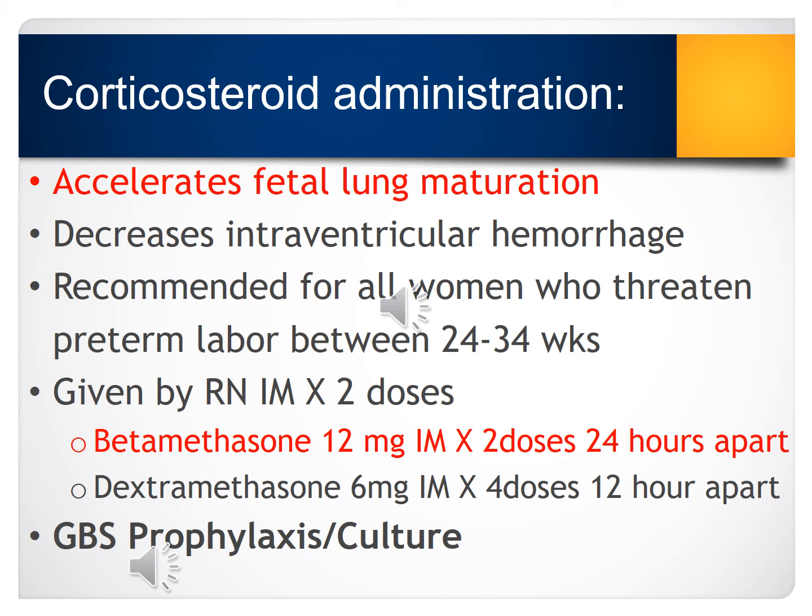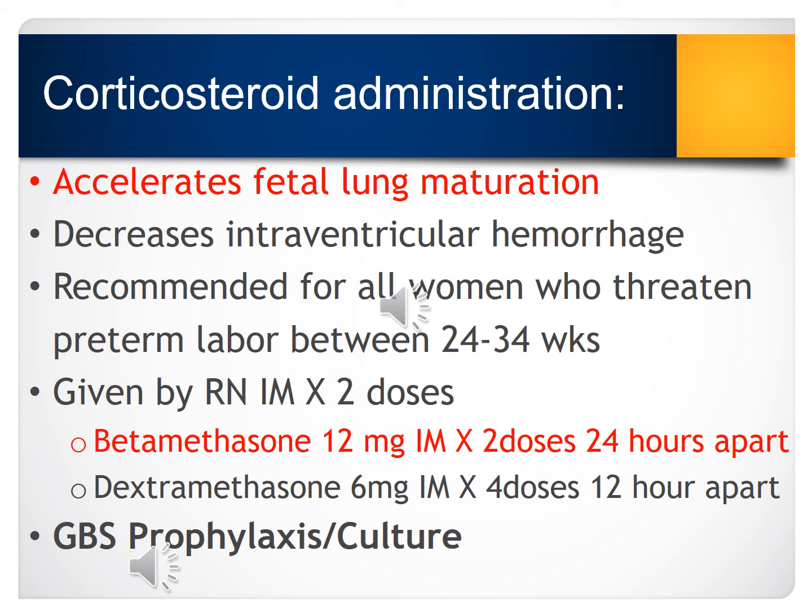And so we give tocolytic drugs, which I'll talk about, so that we have time to administer these 2 doses of betamethasone, usually 12 milligrams IM, 24 hours apart. So we're trying to basically buy time so that we can get this baby to stay in longer, and to increase the likelihood of that lung maturation so that surfactant can be developed to help with lungs.